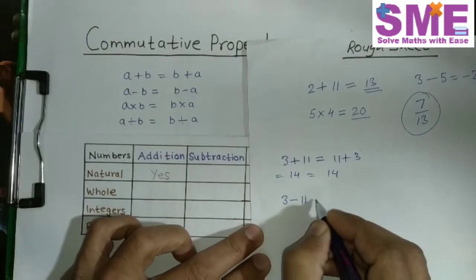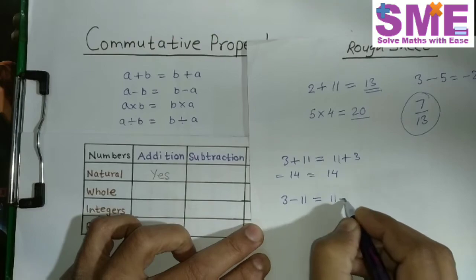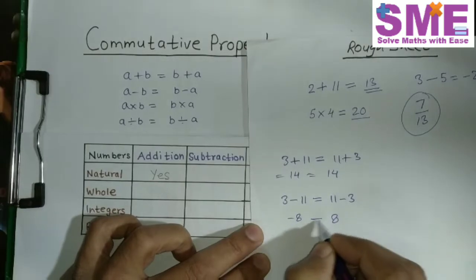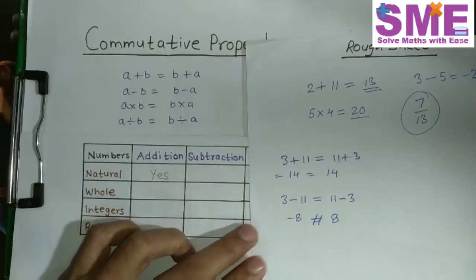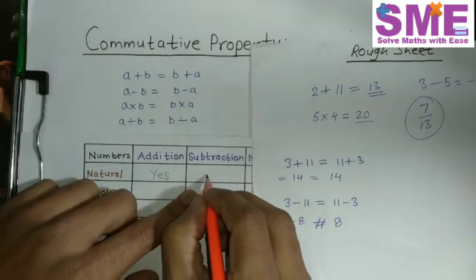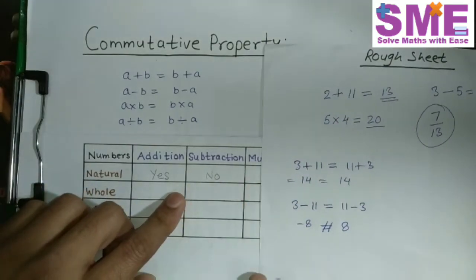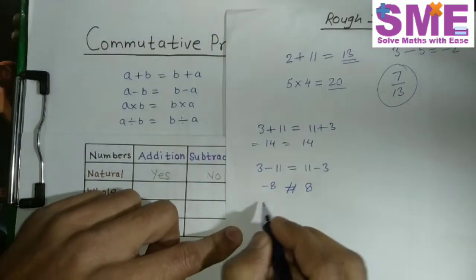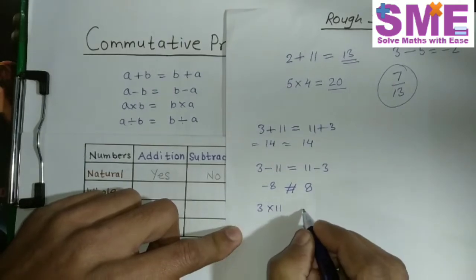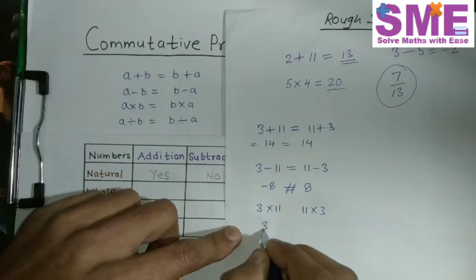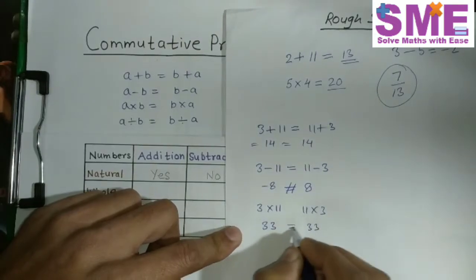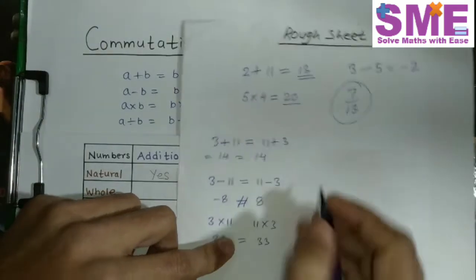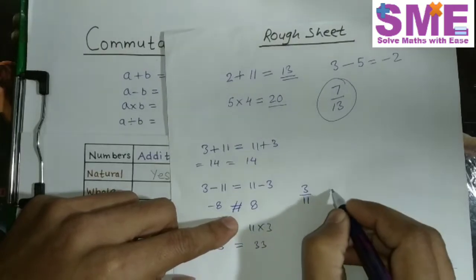Same operation we'll do. 3 minus 11 will be equal to 11 minus 3? This is minus 8 and this comes out to be 8. So this is not equal. So we will say that the commutative property for subtraction does not hold true for natural numbers. Similarly, for multiplication, if we perform 3 into 11, will it be equal to 11 into 3? This comes out 33, this comes out 33. So yes, this is equal. So we will say yes here. And let us check for division. 3 divided by 11, will it be equal to 11 by 3?